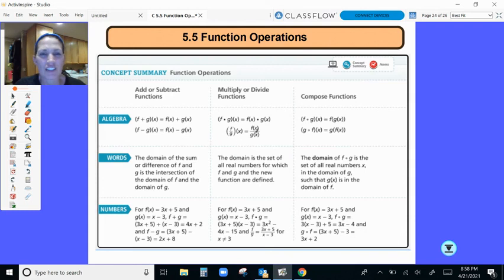Okay, and so that's it for composition of functions, and actually all of our addition, subtraction, multiplication, and division as well, kind of a summary.